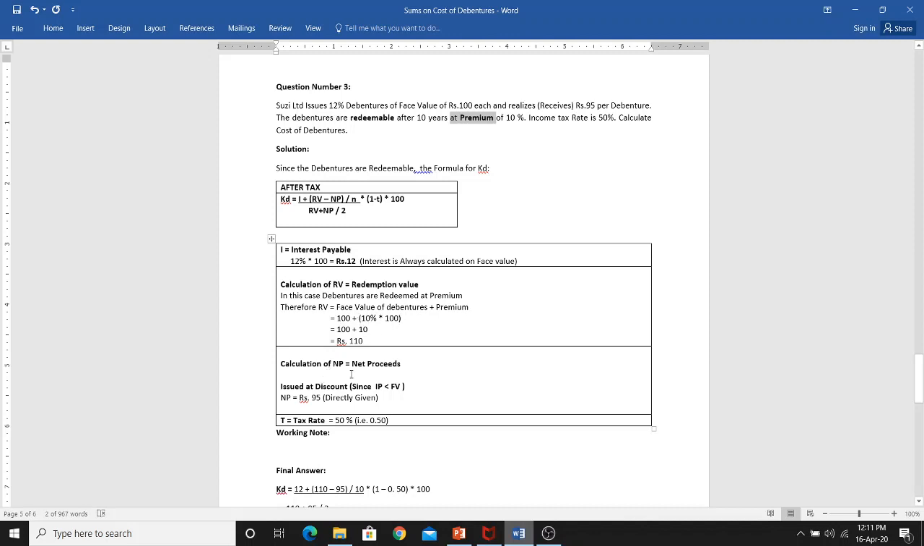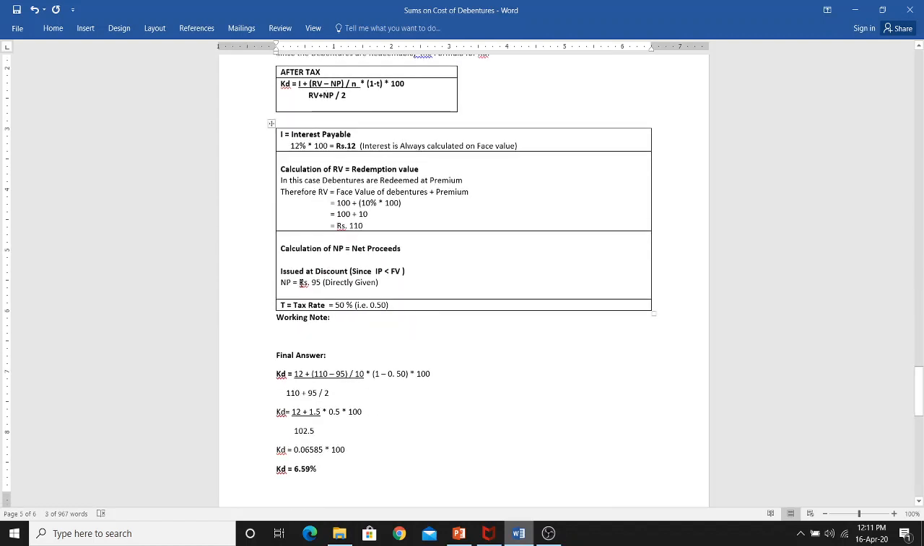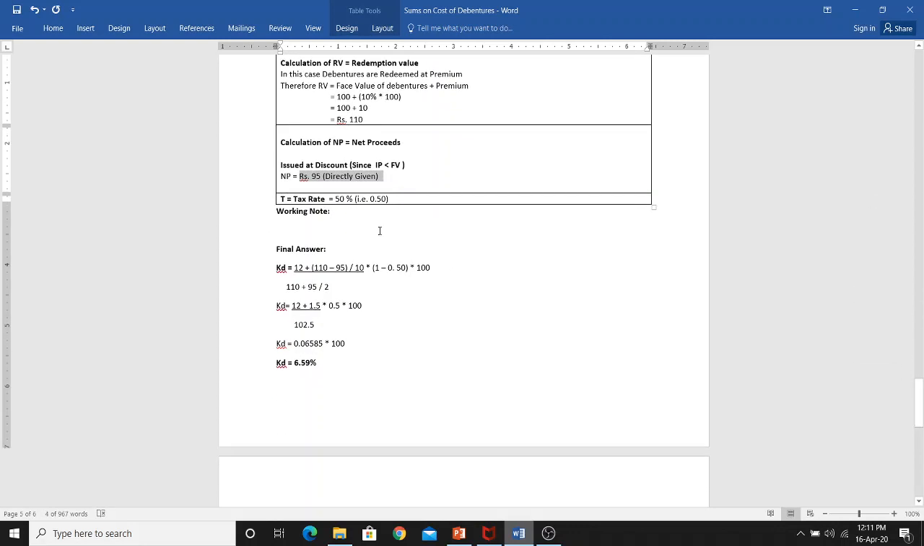How do you calculate net proceeds? Net proceeds means the amount, the issue price. So here it is sold at 95, it is directly given. So net proceeds is 95 directly given. Tax rate is 50%. So you are just going to substitute all the figures that we have derived through the working note in the formula.